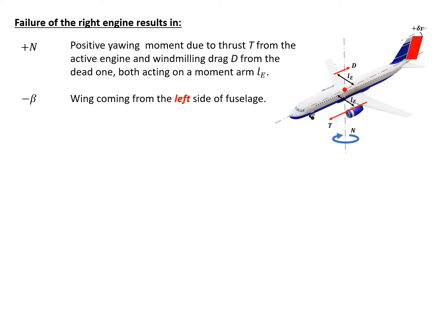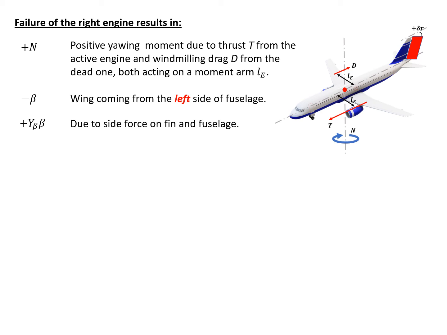And in this case, because of this positive yawing moment, the aircraft will be guided nose to the right. So in that case, the wind is coming from the right wing, and according to the definition of side slip, that is a negative side slip. So there will be a negative side slip angle, negative beta. So in this case, wind coming from the left side of the fuselage.